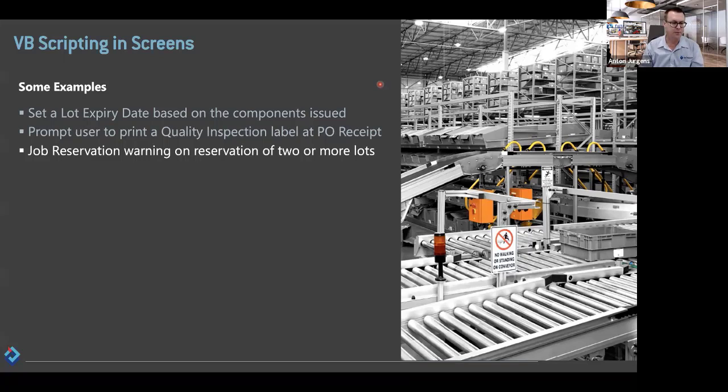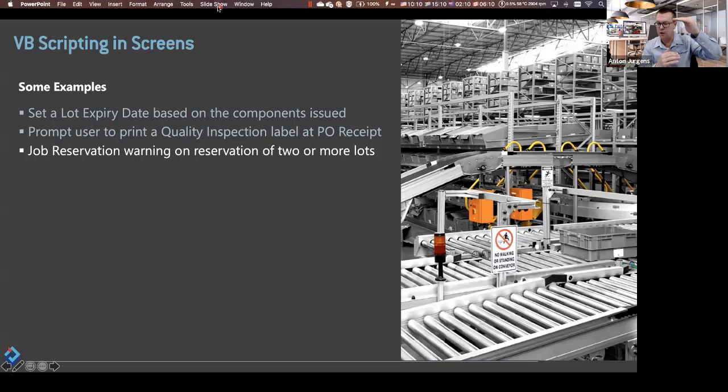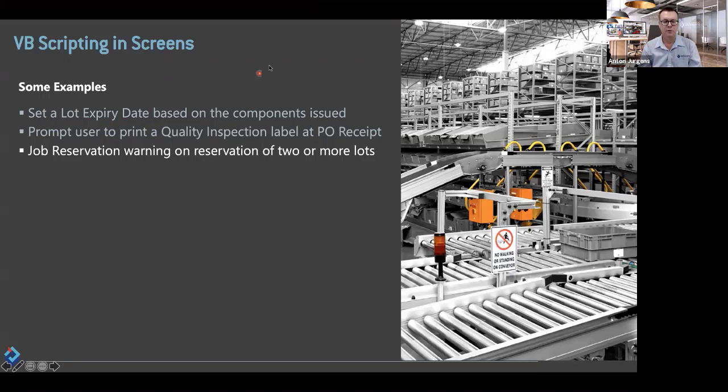Okay. Another option would be, we have a client at the moment that does not want to issue more than one lot number into their production jobs. So in a work in progress job, I have multiple components. Some of those components are lot traceable, and they want to limit the amount of times that they take any one of those components and give it more than one lot number. So the reservation rule could actually do it.